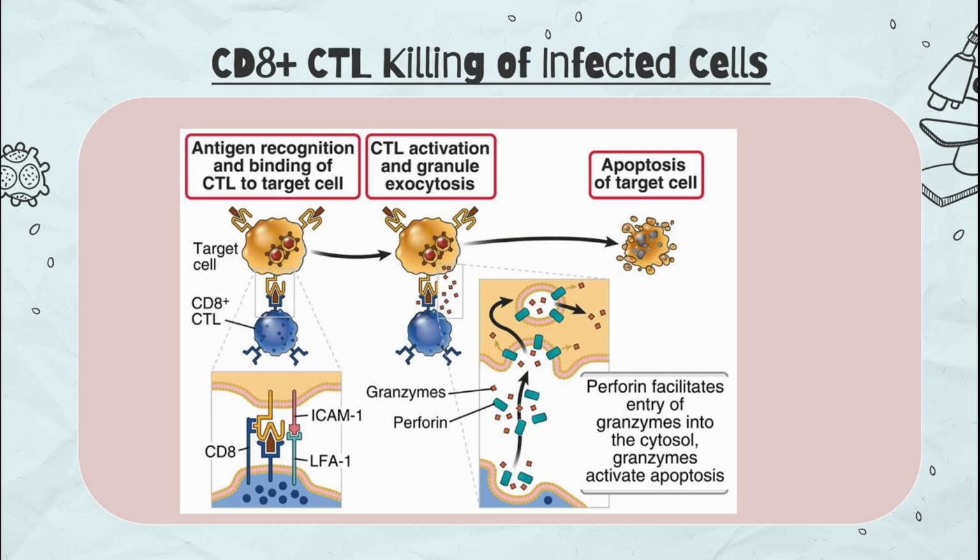In order to kill infected cells, CD8 cytotoxic T lymphocytes must recognize an antigen through their TCR binding to the MHC class I molecule on the infected cell. Leukocyte function-associated antigen binds to intercellular adhesion molecule 1 in order to stabilize the binding. Once attached, perforin is secreted by the T cell, poking holes in the infected cell in order for granzymes to go in and activate apoptosis of the infected cell.